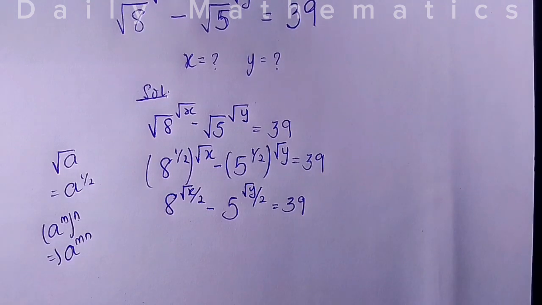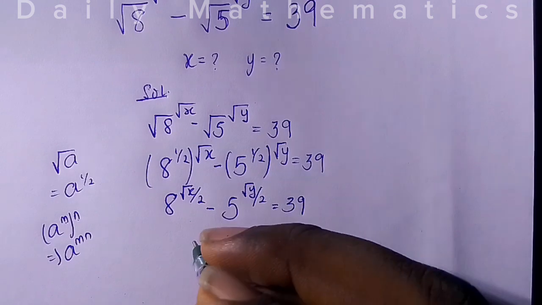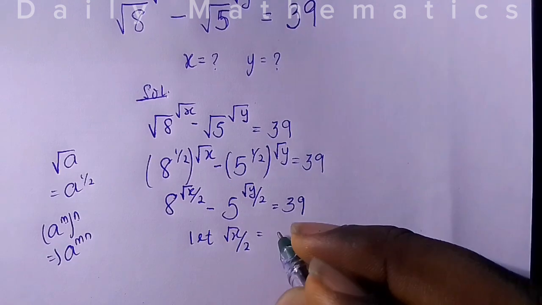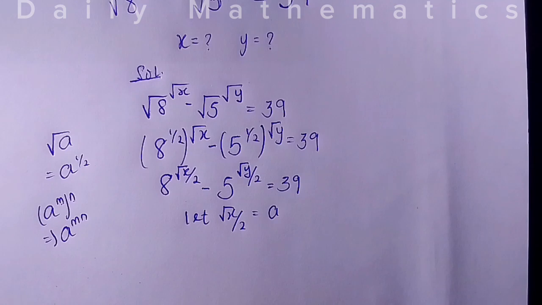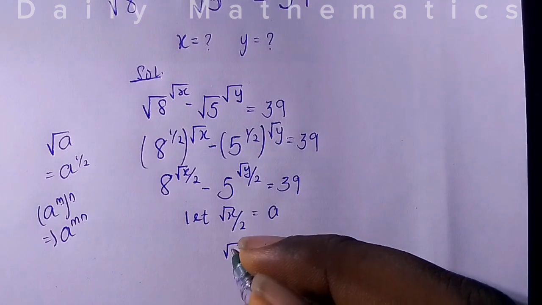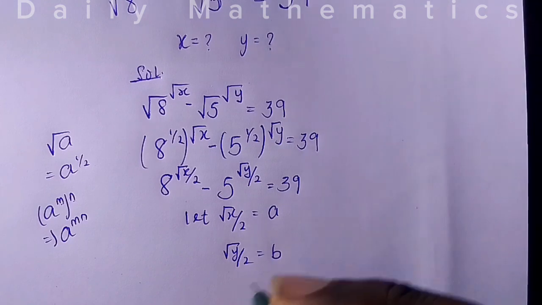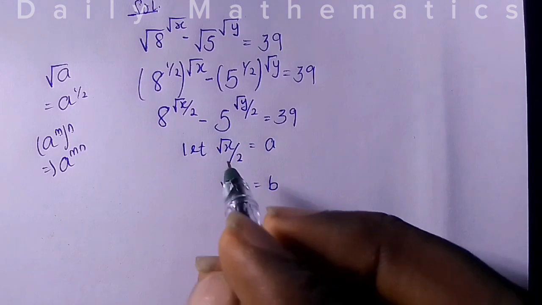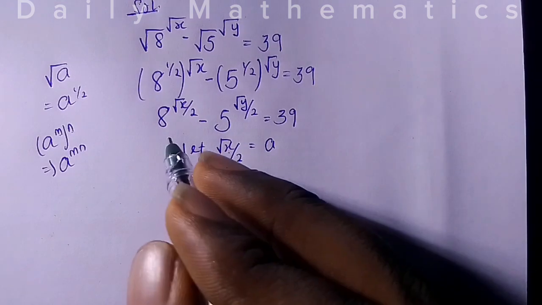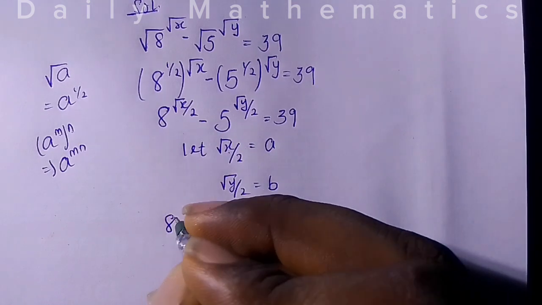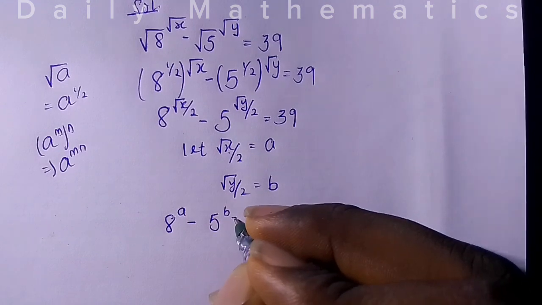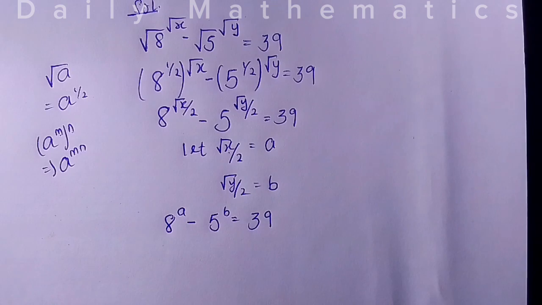So from here, what can we say? Let root x over 2 equal a, and let root y over 2 equal b. Whenever we see root x over 2, we put a. So we have 8 raised to the power of a minus 5 raised to the power of b equals 39. Don't forget this. And now what's the next thing we're going to do?